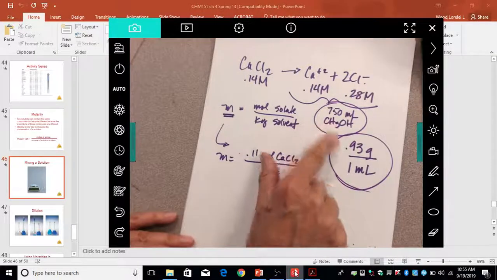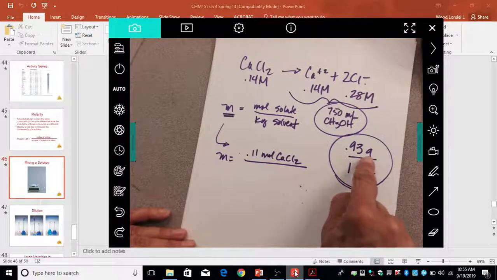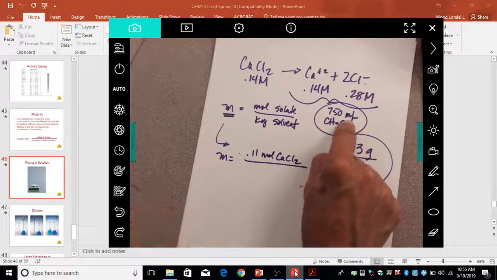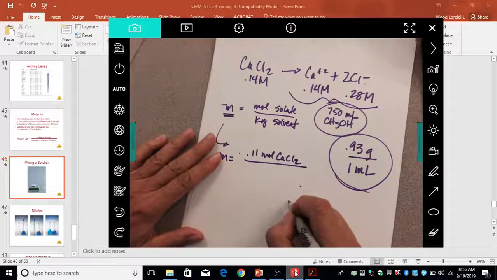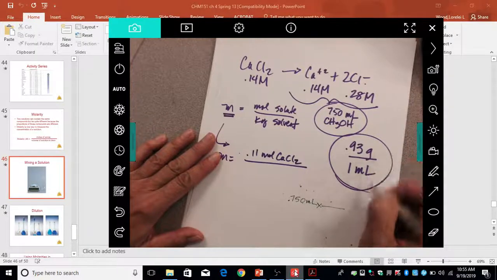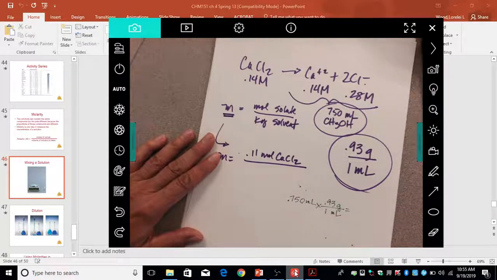I've got to use this number, which is a density, and it'll get me from volume to mass. Density gets you from volume to mass. I've got volume here, I need mass. So I'm just going to do a simple conversion. You're going to take 0.750 milliliters, and you can set this up as 1 milliliter is 0.93 grams.